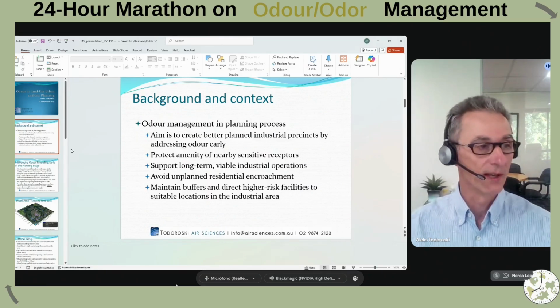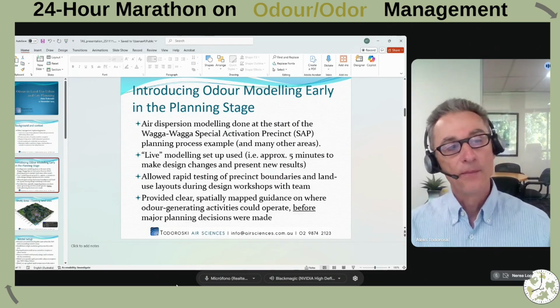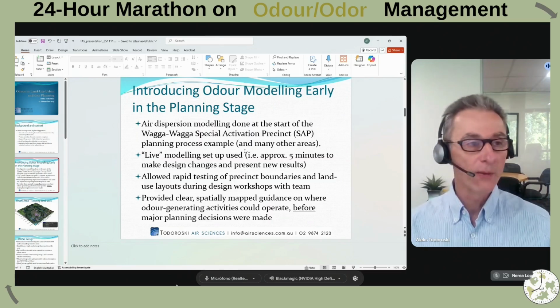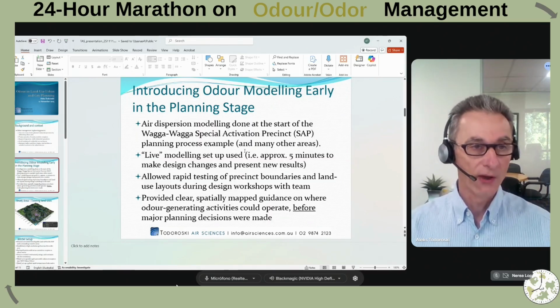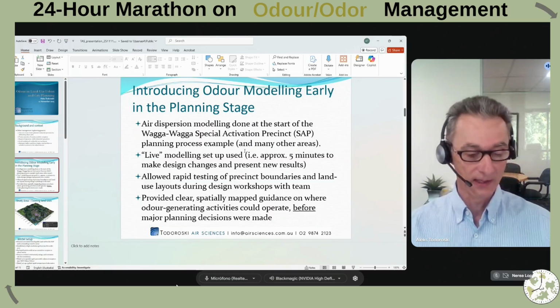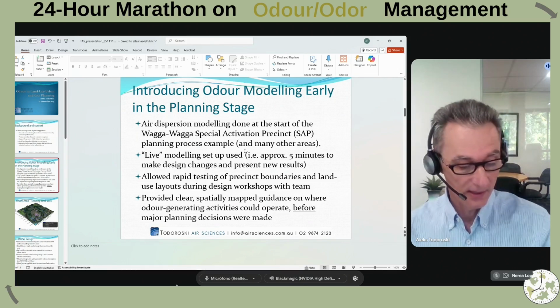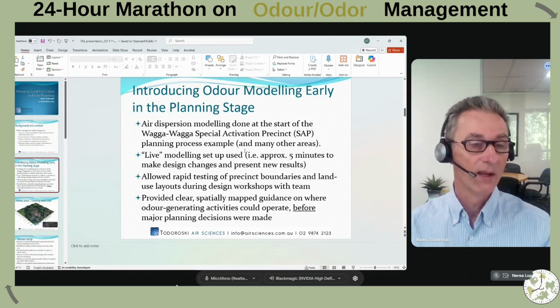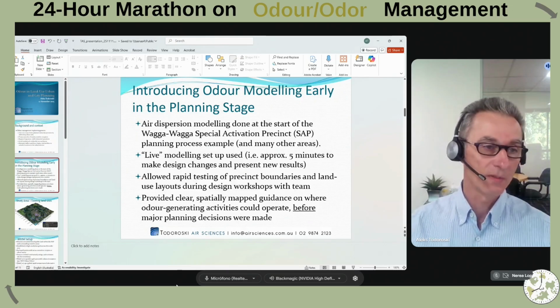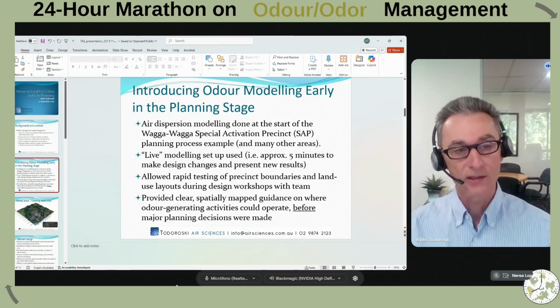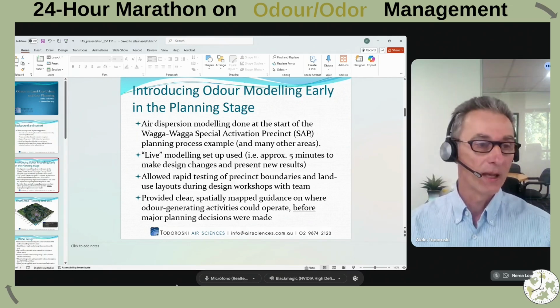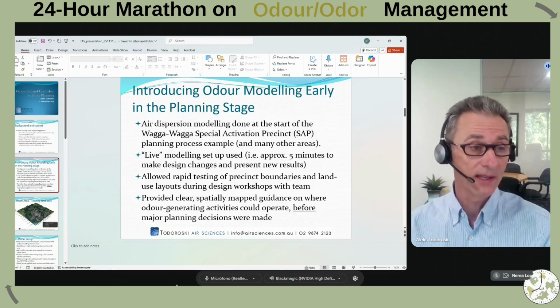Applications within the industrial area. The main way we do this is by introducing odour modelling very early in the planning stage, long before any significant planning decisions are made. We're going to use the Wagga Wagga Special Activation Precinct, or SAP, planning process as an example in this study.